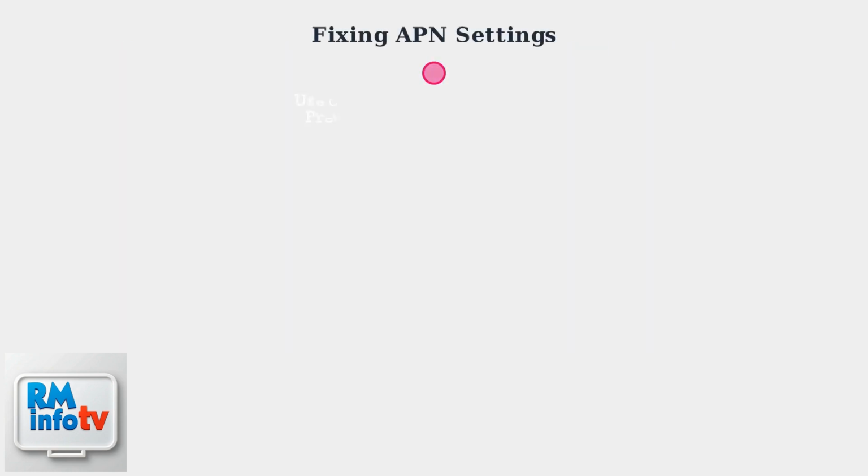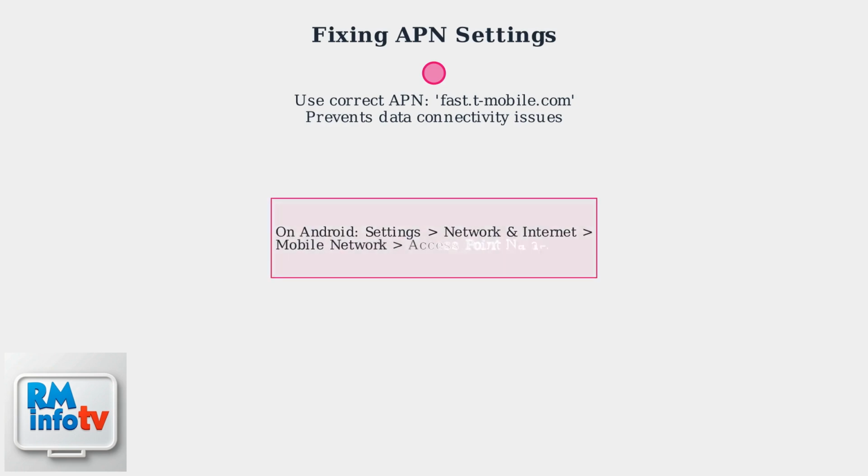If an outage isn't the issue, focus on APN settings. Make sure your device uses the correct T-Mobile APN, fast.tmobile.com for most LTE 5G plans. Incorrect APN settings prevent data connectivity. On Android, find this under Settings, Network and Internet, Mobile Network, Access Point Names.